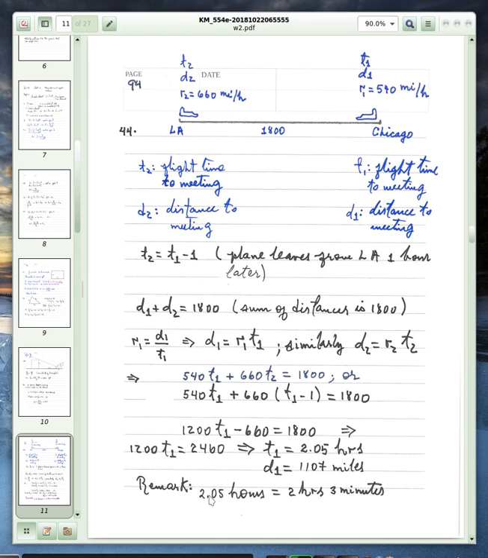Now what is 2.05 hours? If you want to go to minutes, you will see that it is 2 hours and 3 minutes. What you can do is multiply 0.05, the fraction part, by 60, and you will get exactly 3. And from there, once we know the first time, the second time is going to be 1 hour less than this, and the second distance is going to be 1800 minus this. And that's all about that problem.